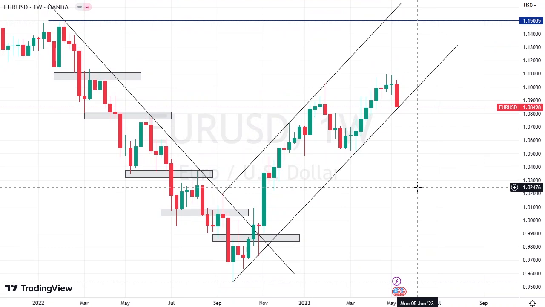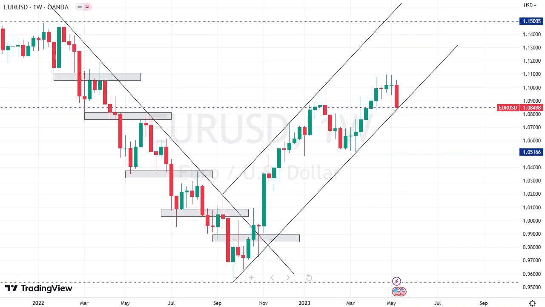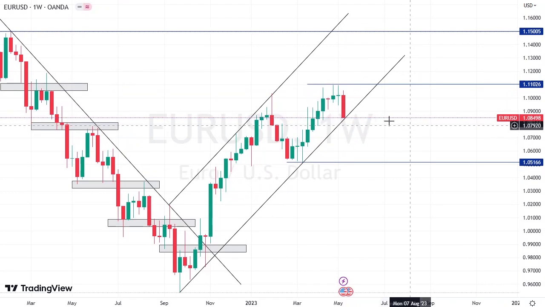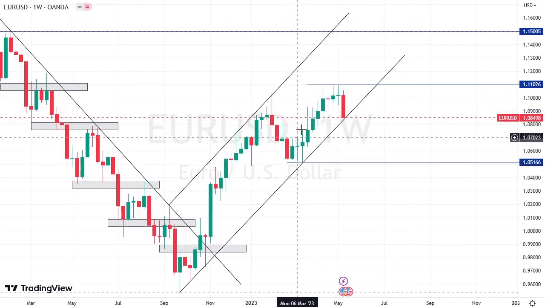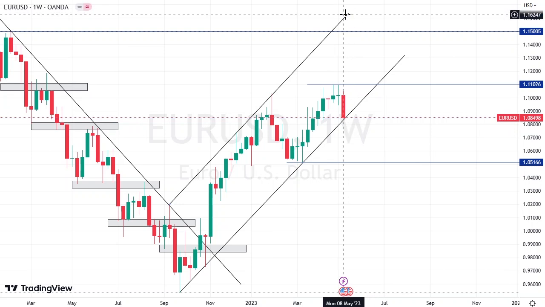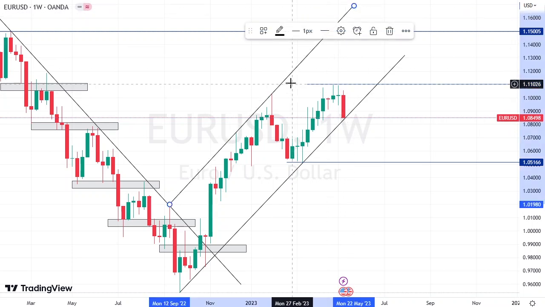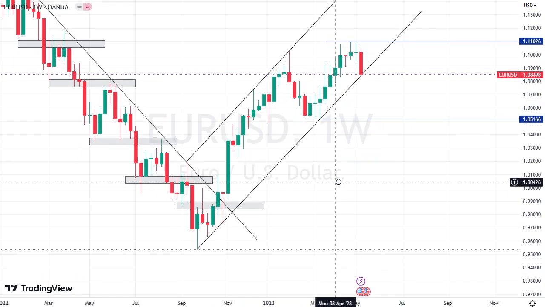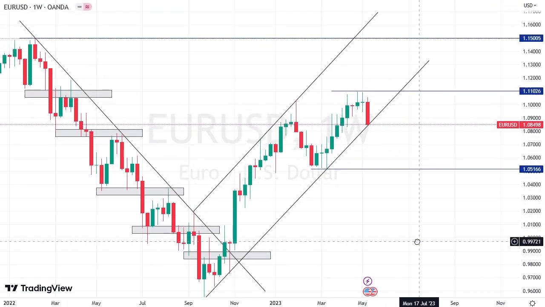So on our weekly, this is what we have. This is our low and this is our high. So when you draw your trend lines and your resistance and supports, always respect your wicks. Respect this wick, respect this wick, respect this wick, respect all those wicks, respect them.